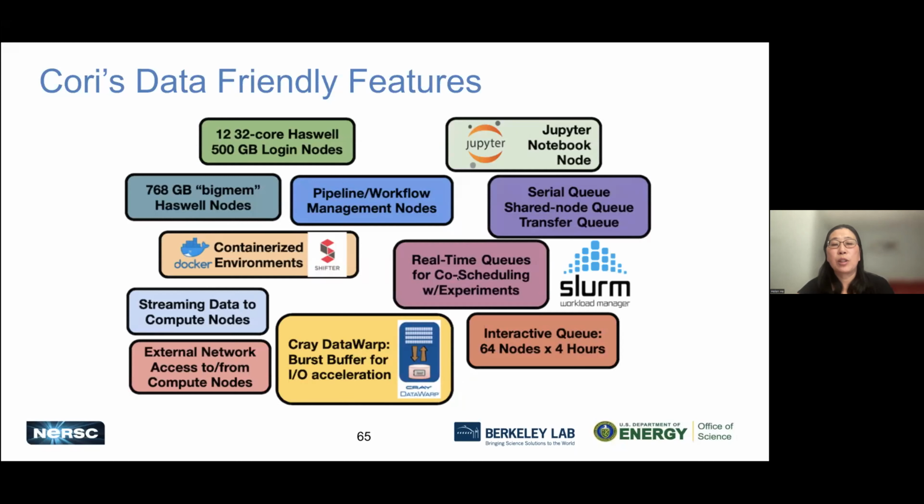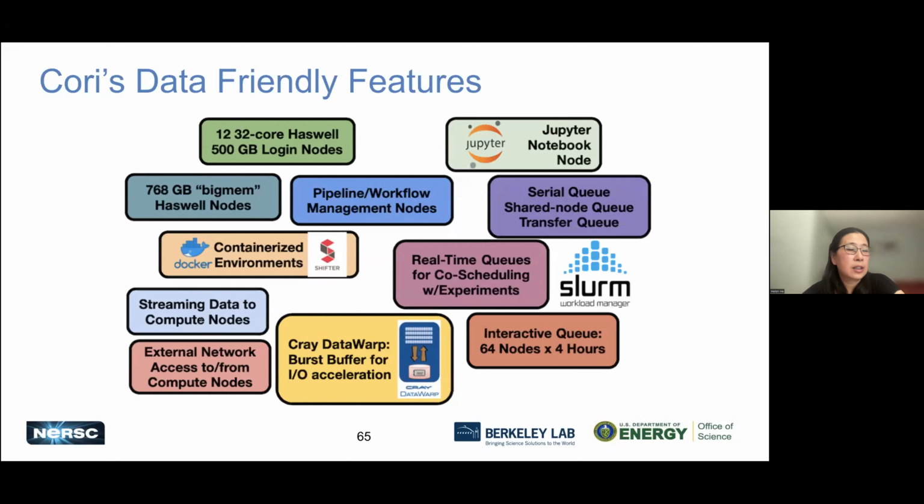We have real-time queues, especially for experiments. We have lots of workflow management tools, and they will be running on the workflow nodes. I didn't mention it specifically, but we have two types of big mem nodes. We have the Haswell big mem nodes, and we also have external large memory nodes that were added last year. I'll be talking about Docker, containerized environments. It's also data friendly.